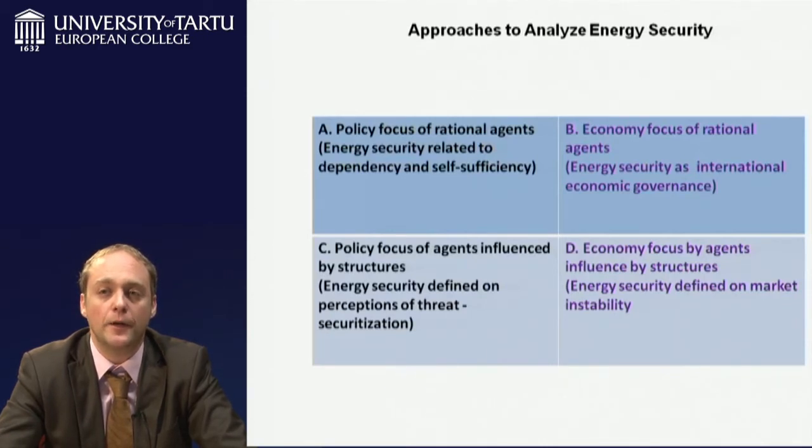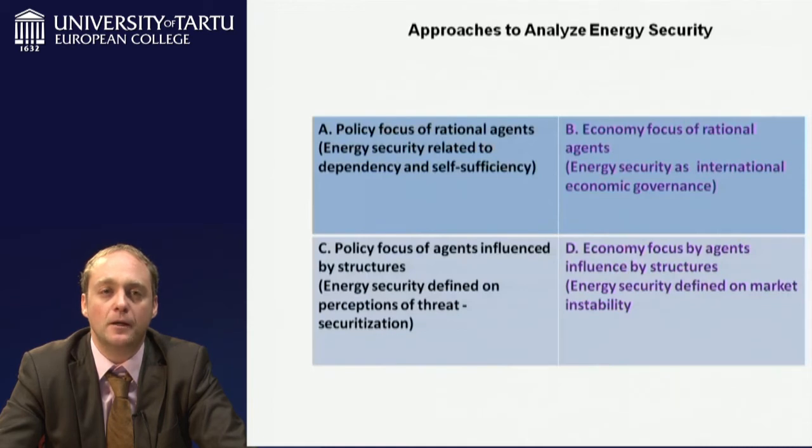Then we have another division. You have 2 quadrants where letters are in black, and 2 other quadrants where the letters are in purple. So the A and C quadrants in black letters reflect the approaches which would look first of all at the political dimension of energy security. And the purple ones consider economic dimension of the energy security. At the end of the day, we have 4 different quadrants.